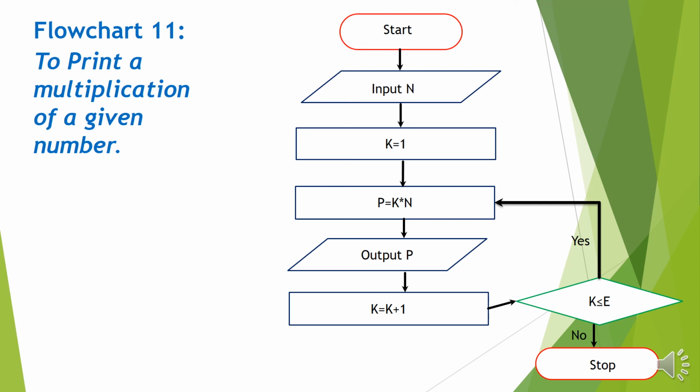Now we have the value of k as 2, and n is the constant value which we have given in the first step, and this process continues until the value of k becomes 13, and then the flowchart will end.